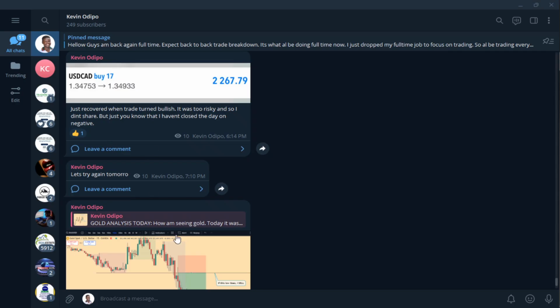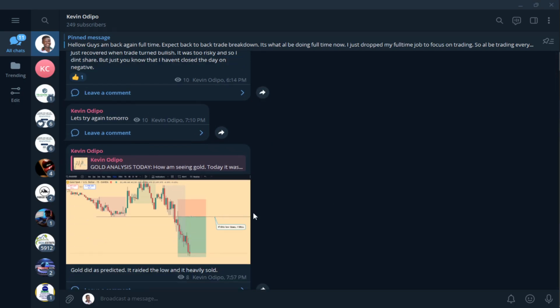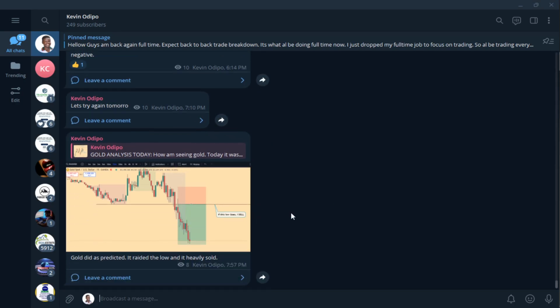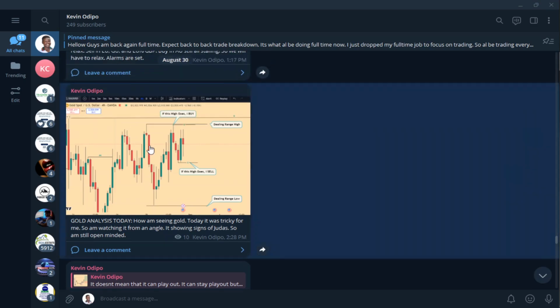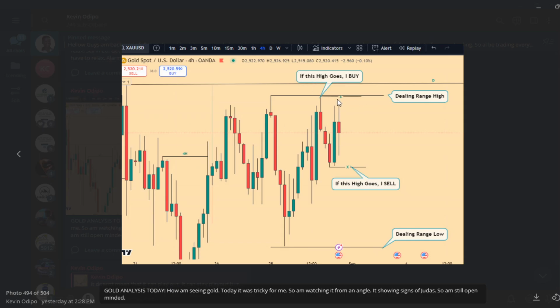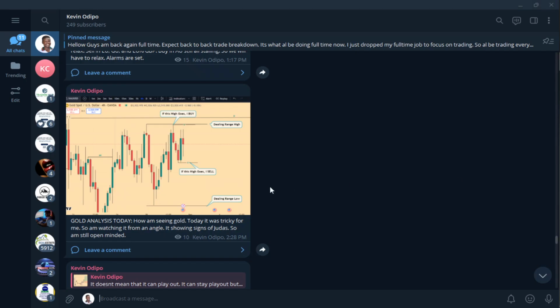opposite trade, because how I trade is that if a price hits that level, it must go in my direction, or if it reverses, then the move is equally the same, it will reverse. So there was this gold trade that I said if this low goes, we should be selling. So when I gave it out, I indicated the dealing ranges, and then indicated areas of liquidity that should be purged. So when this low was purged, the market kept selling.